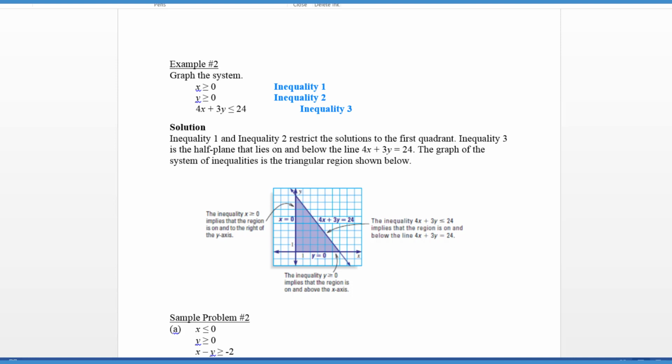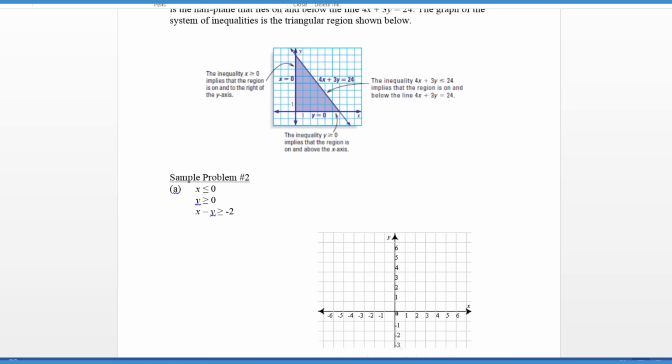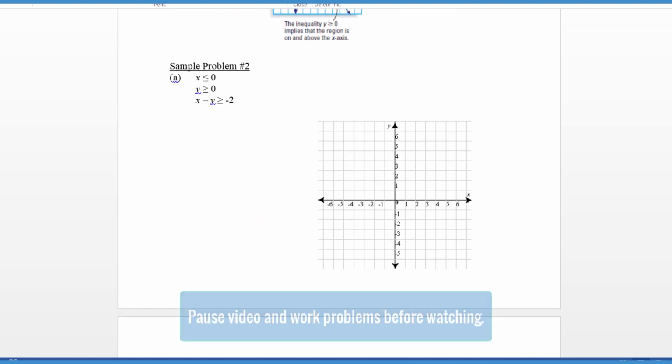And I think if you do enough MathXL problems, you'll notice that they don't want you to shade everything. They just want you to shade the solutions, which is the ones that satisfy both or all three inequalities. So let's take that and move down to this example. Go ahead and take a little time to work sample problem number 2, part A and part B, and then come back and take a look at the solutions.